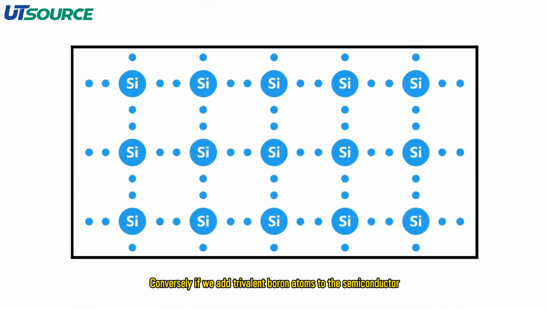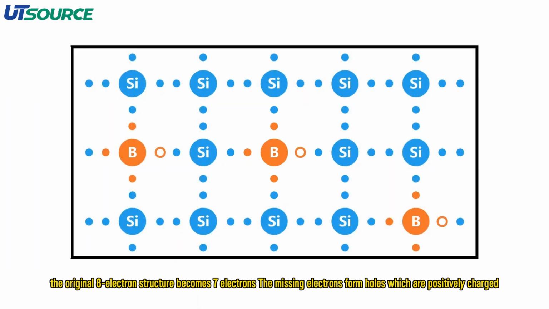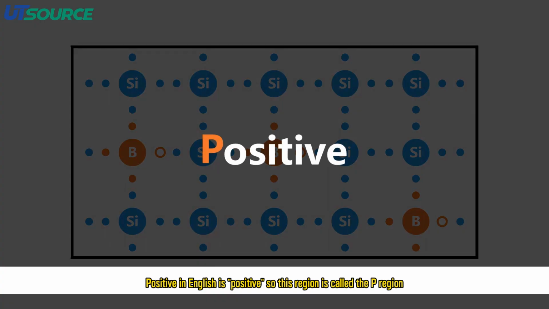Conversely, if we add trivalent boron atoms to the semiconductor, the original 8-electron structure becomes 7 electrons. The missing electrons form holes which are positively charged. Positive in English is positive, so this region is called the p region.